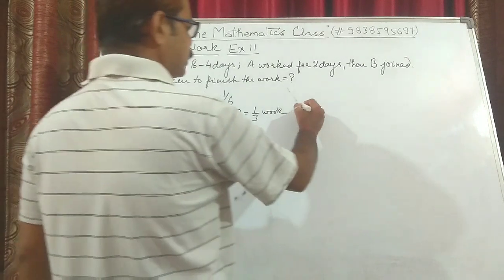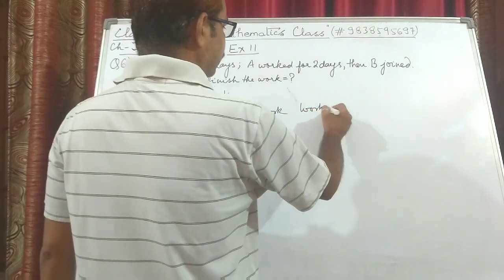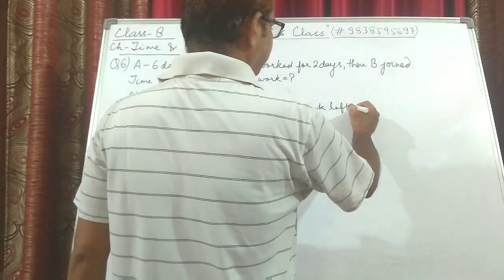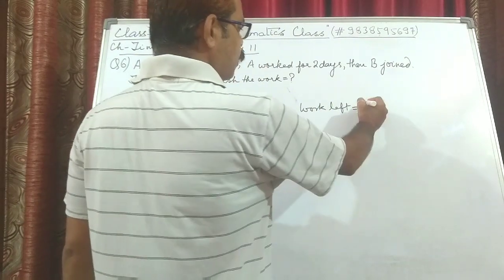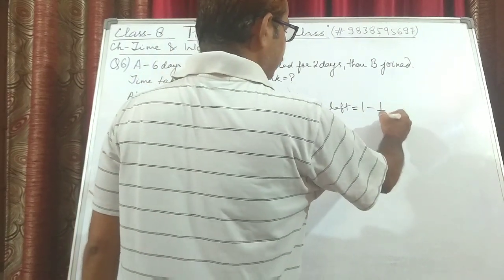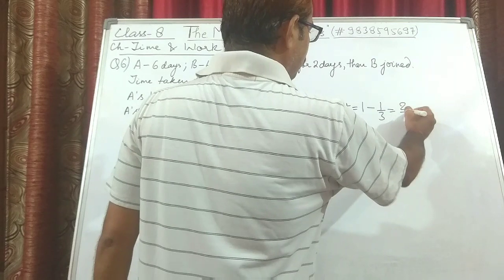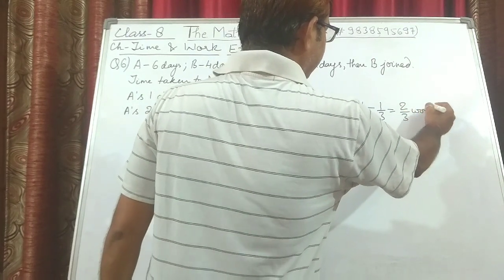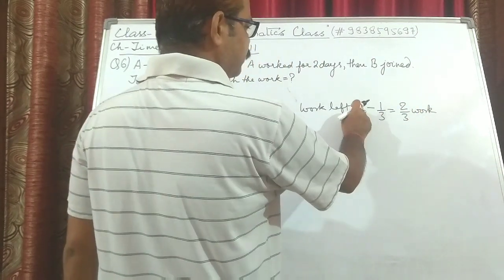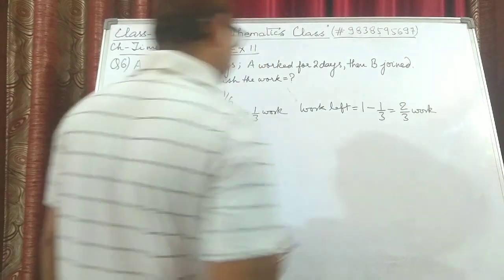So work left. How much is work left? We always assume work as 1. 1 minus 1 upon 3 finished. So what is left? 2 upon 3 amount of work is left. You take the LCM, 3 1s are 3 minus 1, 2, so 2 upon 3.